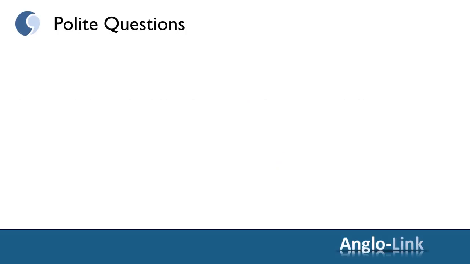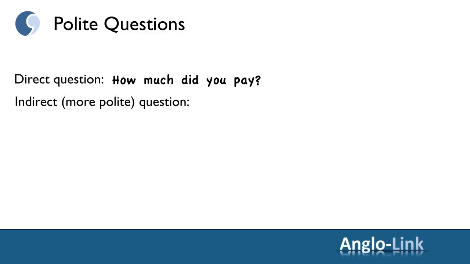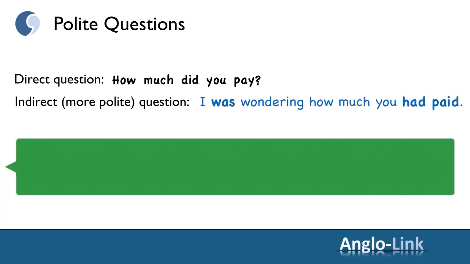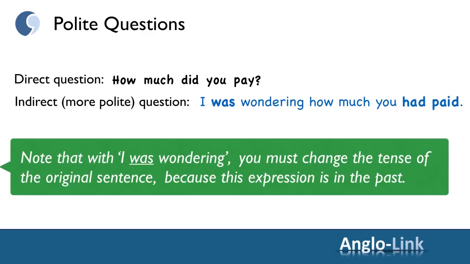And one more example. The direct question might be, "How much did you pay?" Asking it indirectly, we could say, I was wondering how much you had paid. Note that with I was wondering, you must change the tense of the original sentence because this expression is in the past. I was wondering.